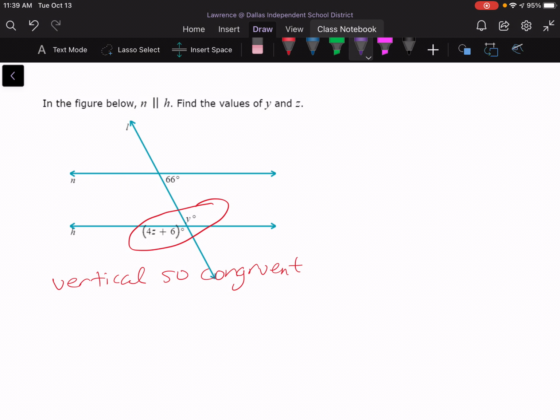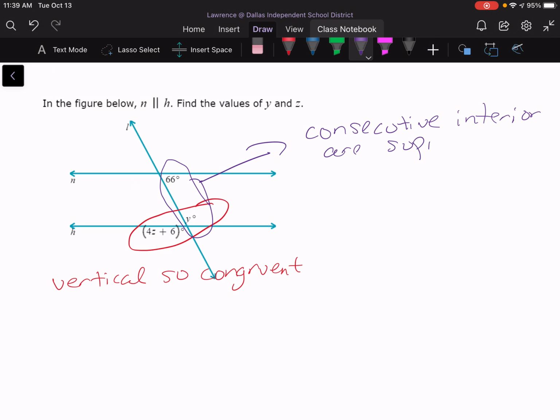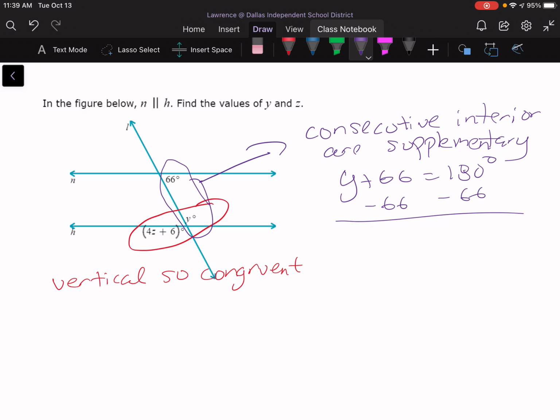So the second thing I'm going to look at is these two angles, however, are consecutive interior. And what I'm going to say is that they are supplementary. So I'm going to go, all right, y plus 66 equals 180 degrees. Subtract 66. Y equals, let's see, work that quick algebra. That's 4, 1, and 114.